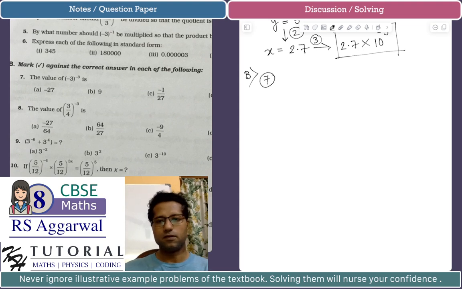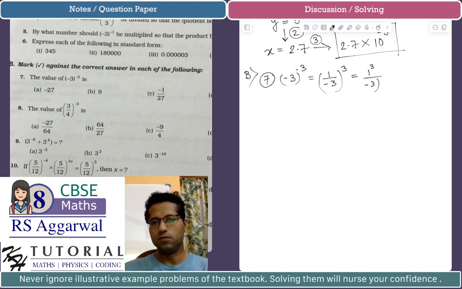Question number 7, the value of minus 3 raised to the power minus 3. Since the power is negative, this will be the reciprocal of the base. The base is minus 3, its reciprocal will be 1 by minus 3, and this whole raised to the power, whatever the power is, ignoring the negative sign. So now we can convert it as a rational number. This will be 1 cube divided by minus 3 whole cube.